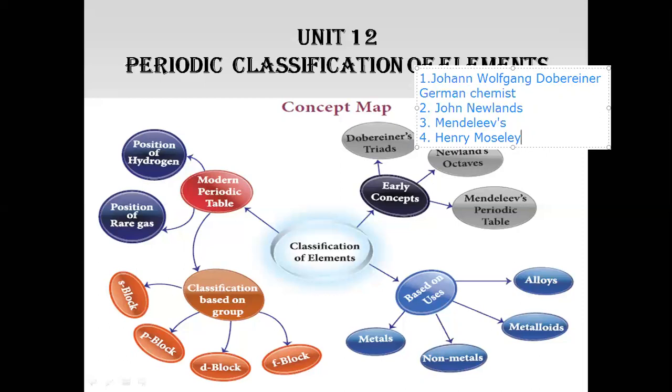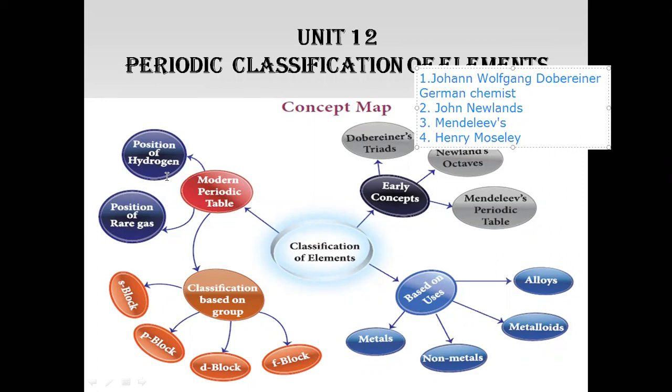In the modern periodic table, we have to learn about the classification of elements into blocks. There are s, p, d, f block elements. So, what are the advantages of the modern periodic table? And the position of hydrogen and the position of rare gases in the modern periodic table we will learn about in this unit.